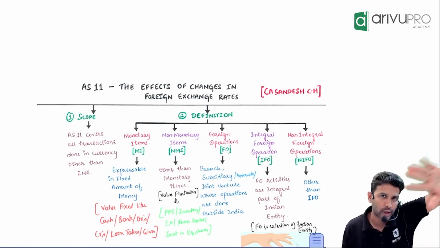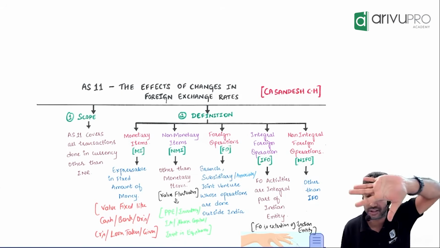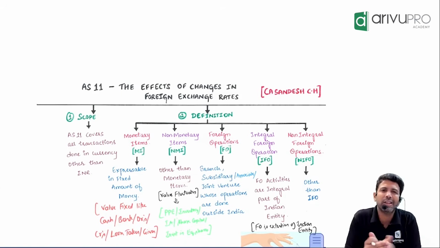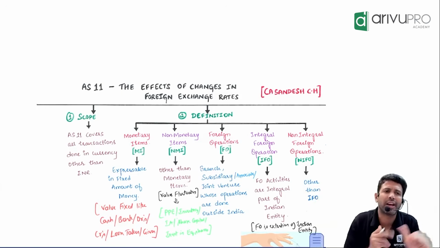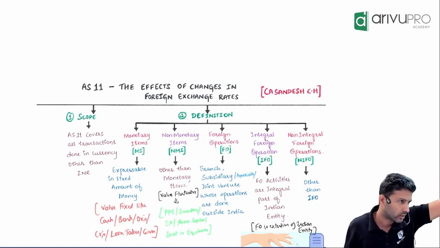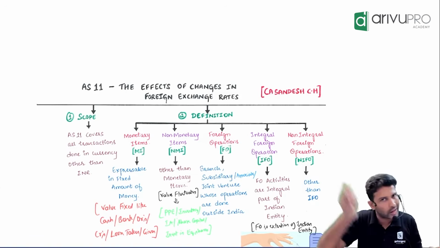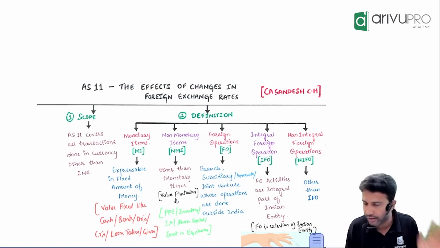So it covers only two things. What are those? Foreign currency transactions and foreign operations. Foreign currency transaction means you have purchased a machinery, let's say from another country like Japan, or you have sold goods to a customer in US. All that is a foreign currency transaction. That is one aspect AS 11 gives guidance on.